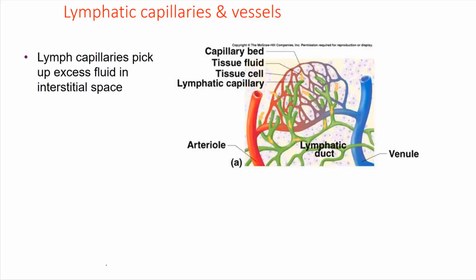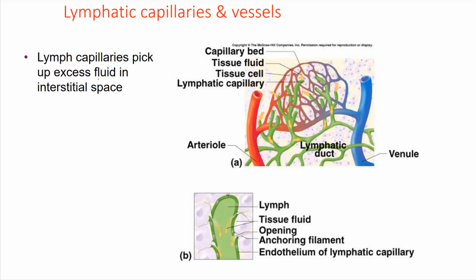So the system that handles this excess fluid that is not taken back up into the blood capillaries on the venous side is the lymphatic system. Now, the lymphatic system is a completely distinct set of vessels within the body. And their purpose, one of their many purposes, is to pick up excess fluid that is in the interstitial space, in this space between the tissue cells. And they have a very cool way that they work.